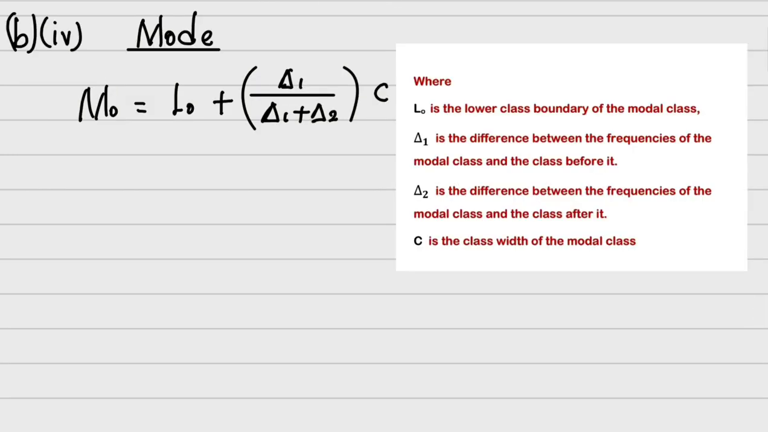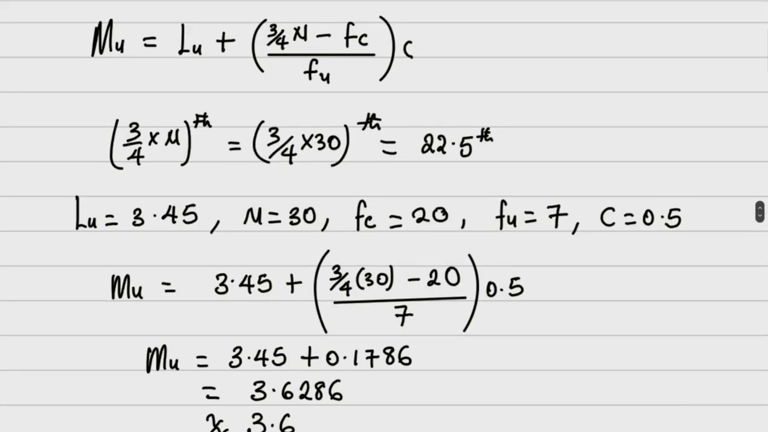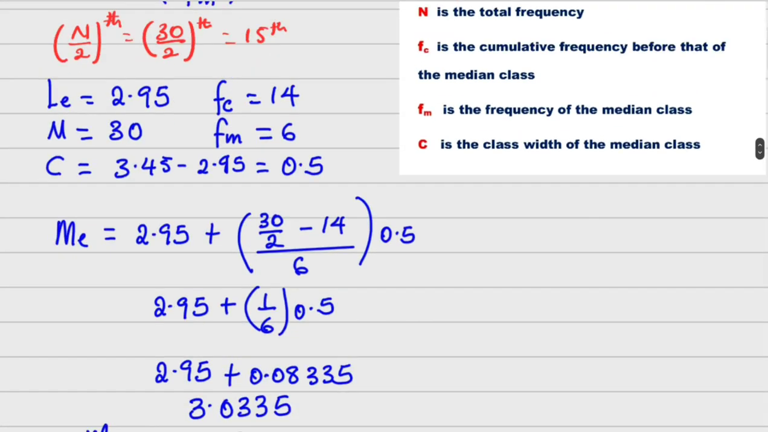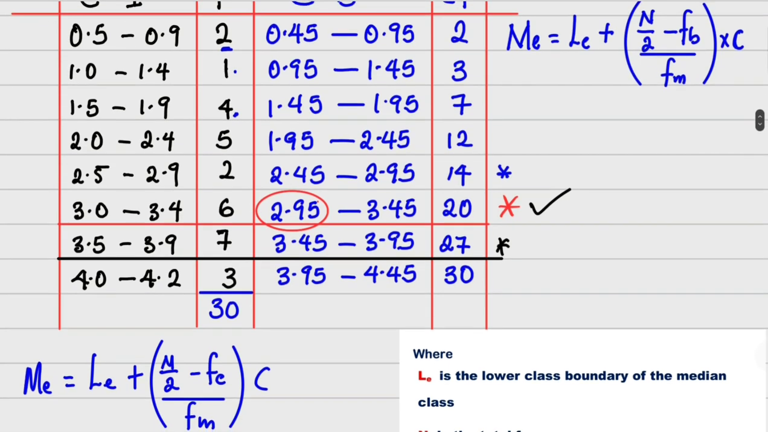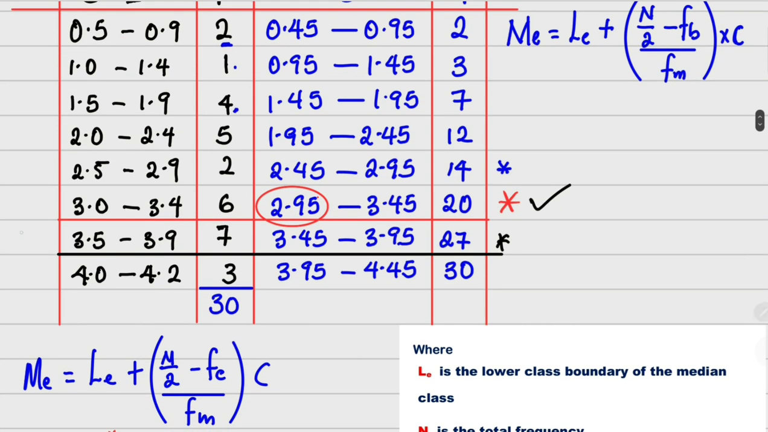You can see the formula for the mode, and everything is being explained. You can see where LO is the lower class boundary of the modal class. Delta 1 is the difference between the frequencies of the modal class and the class before it, okay? Then you read through, you find out that everything is being spelled out. So we need to know the modal class. How do we know the modal class? The modal class is the class interval with the highest frequency. So let's come here. You can see the one with the highest frequency is the one with 7, which is still this.